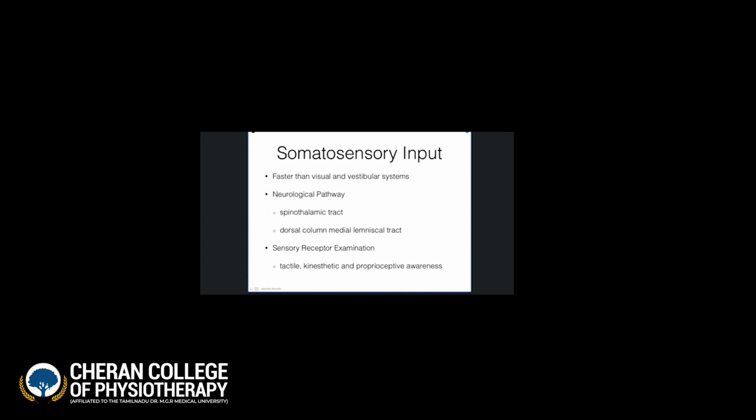So through the spinothalamic tract and the dorsal column medial lemniscal tract, these are the tracts that will provide the information to you. So what are the examinations you will do? Tactile, kinesthetic, and proprioceptive awareness. Usually, most of the tests for the somatosensory system related to vestibular is the proprioceptive awareness test.